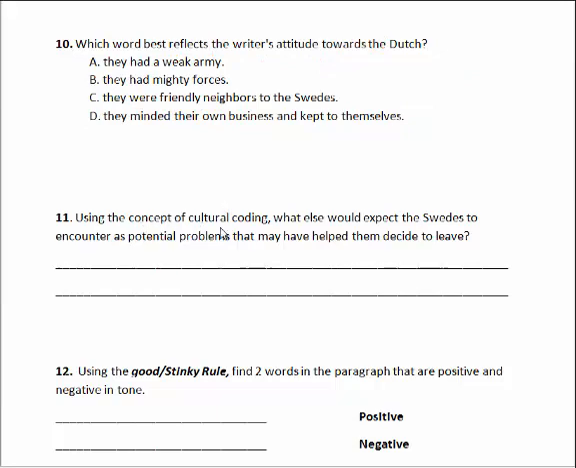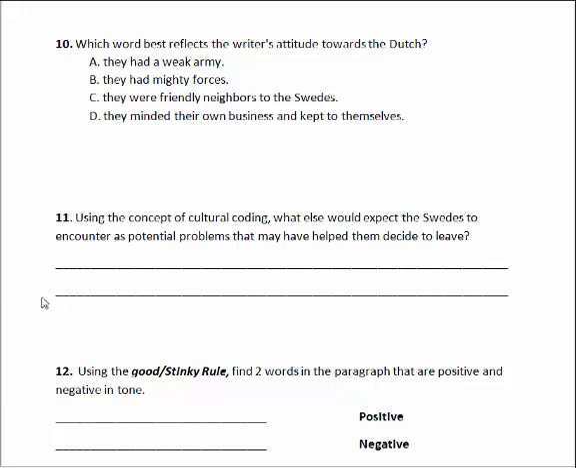Problem number 11, using the concept of cultural coding. What else would you expect the Swedes to encounter as potential problems that made them decide to leave? Well, number 1, Delaware is kind of near New York. It's kind of in the northern part of the United States. And in the wintertime, you can assume that it probably gets pretty cold there. So maybe weather.